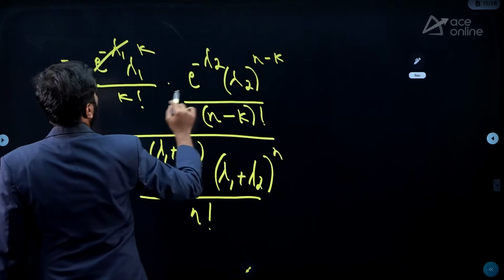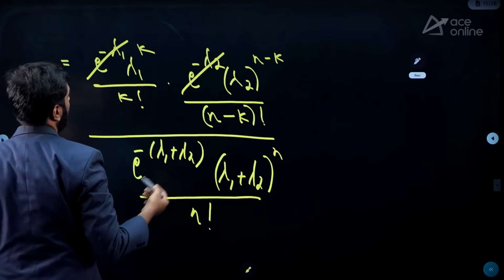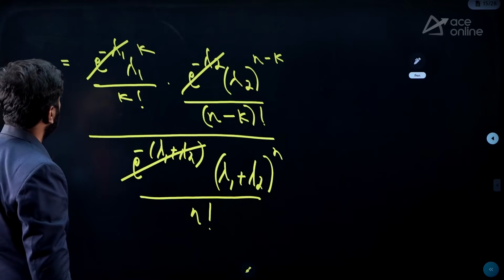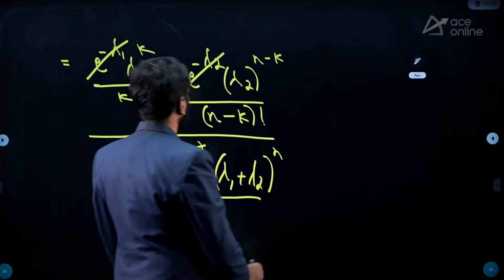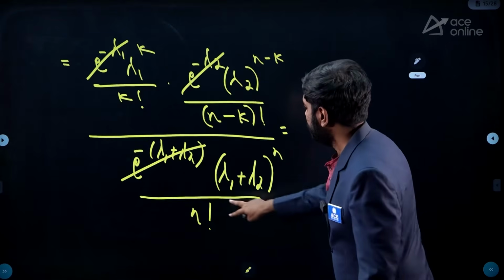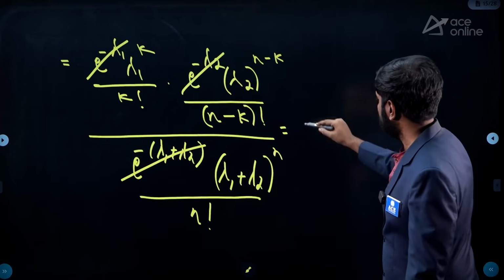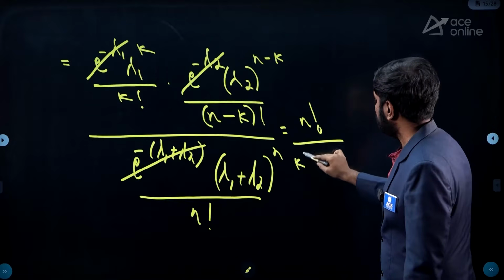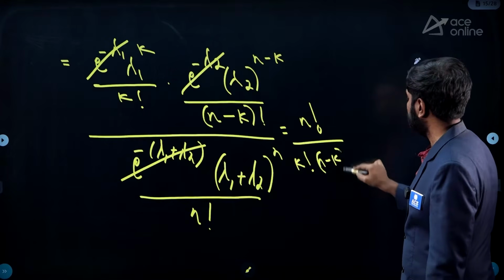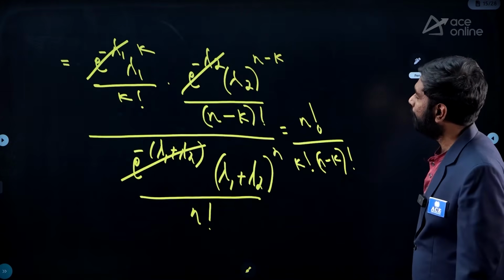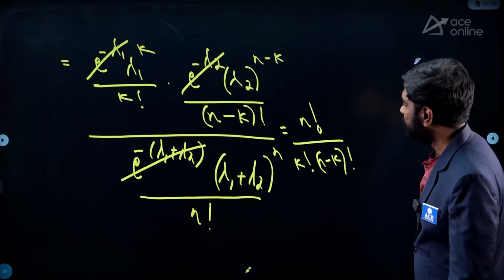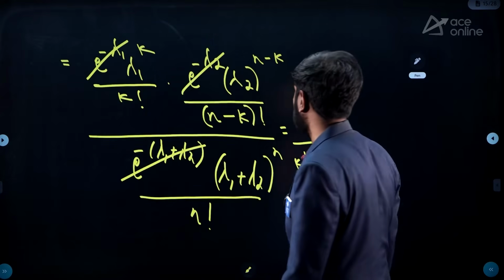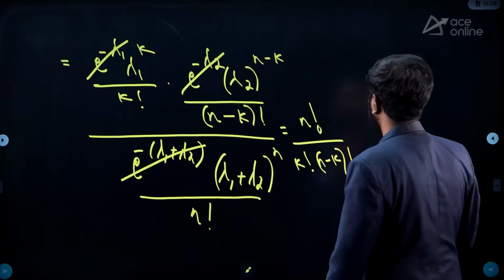e power minus lambda, e power minus lambda 1, e power minus lambda 2, and then this cancels. So try to arrange the remaining terms in a proper way. This n factorial goes to the numerator. This will be like n factorial by k factorial into n minus k factorial, and then you have to arrange the terms in a proper way. So how shall I arrange them? Maybe I'll arrange it like this.